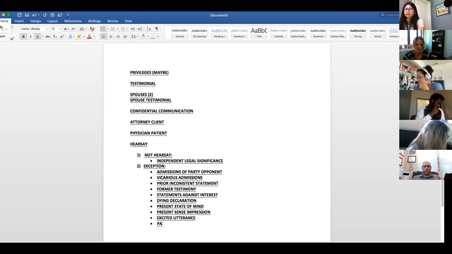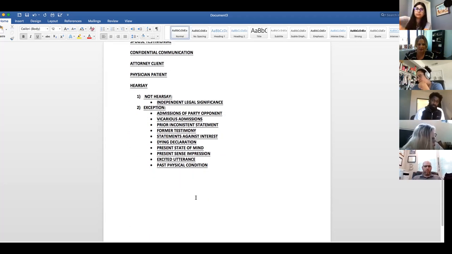Past physical condition for mental diagnosis or treatment. All of these come up equally, by the way. And if you're in a pure evidence essay, every time hearsay comes up, you're looking for at least 2 to 3 exceptions. You'll never just have one. And then there's some document ones like ancient documents, recorded recollection, I wouldn't worry too much about.